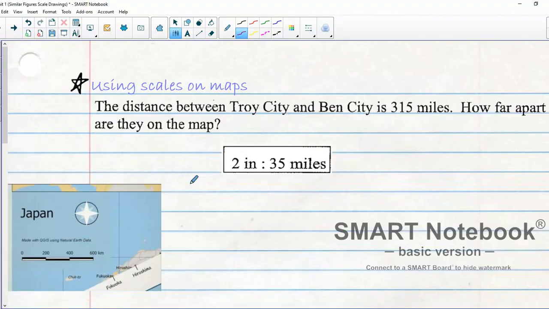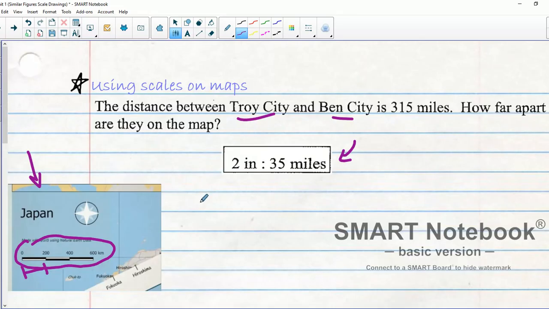All right, okay, so this is the last topic before the end of the unit, which is how to use scales on maps. So if you look at any maps, right? So in this case, it's like the map of Japan. You see this here. That's a scale. All right, we must have talked about this briefly in class already. It just tells you, hey, if you see a distance from this to this, how long is it in real life? Okay, so the distance between Troy City and Bend City is 315 miles. By the way, this is given. Okay, they have to give you this.